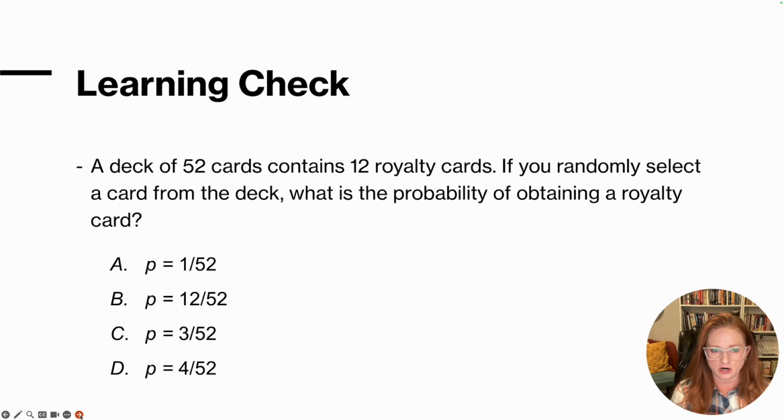A deck of 52 cards contains 12 royalty cards. So think like the kings and the queens, right? If you randomly select a card from the deck, what's the probability of obtaining a royalty card?